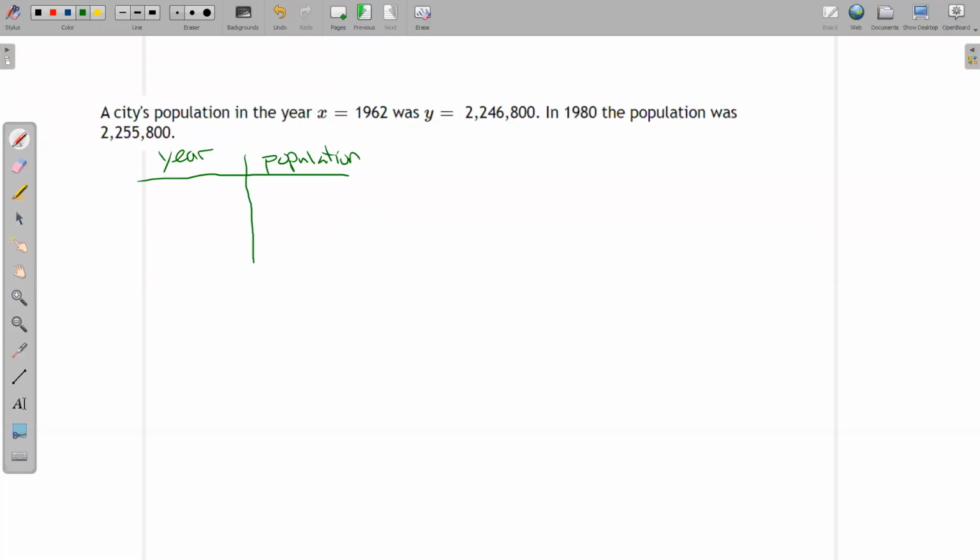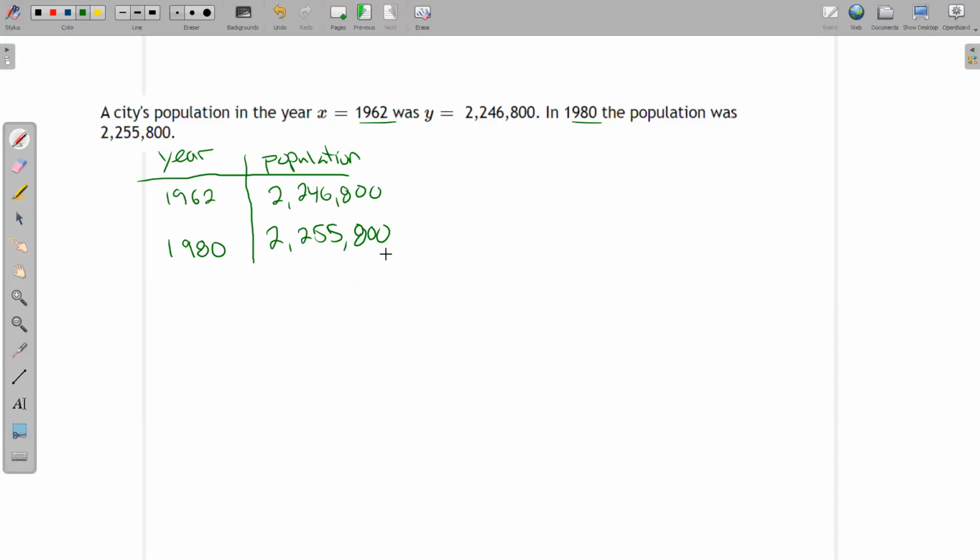And let's see, I've got 1962, 1980, so I'm going to write 1962 first. 1980, because that's the order they come in. I mean, time-wise, right? 1962, the population was 2,246,800. And then in 1980, it was 2,255,800. And double check you copied them right.